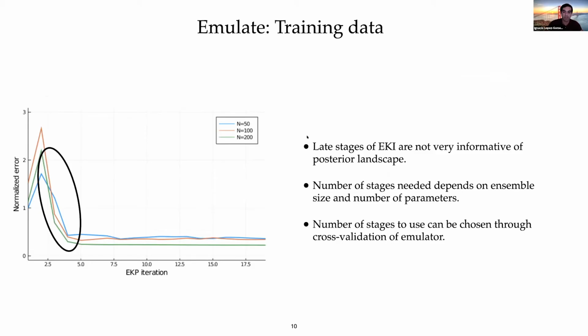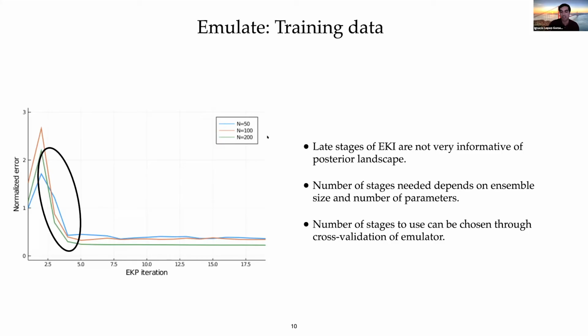But what's important to note here is that we typically don't want to use the information that we generated in the later stages of the ensemble Kalman inversion, because it's too converged, so it doesn't give us any information about the posterior landscape. So we'll want to use the earlier stages of the ensemble Kalman process to learn. And the number of stages that we'll need, of course, depends on the number of particles that we have in the ensemble. If we have more particles, we'll need fewer stages to train, and on the number of parameters that we are trying to learn.